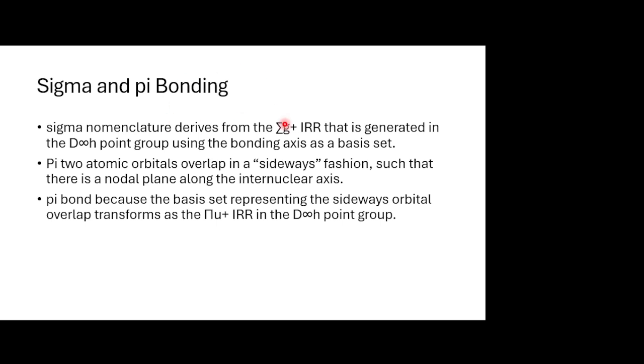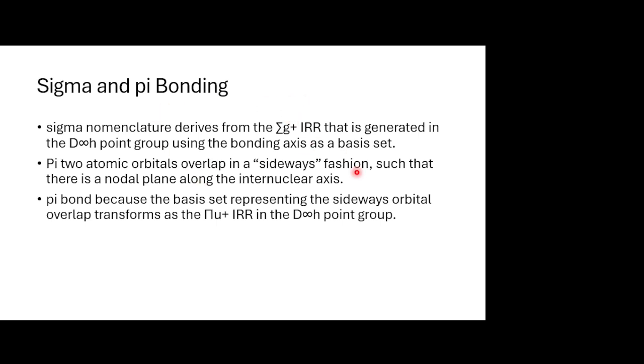Okay, and that's actually where the sigma bonding nomenclature comes from. It actually comes from that sigma, and that's because that bonding axis, for that point group, is what's used as a basis set for that bonding, the sigma bonding. Okay? And so that's actually the sigma. It's just a lowercase sigma in this case for the bond versus the capital sigma here.